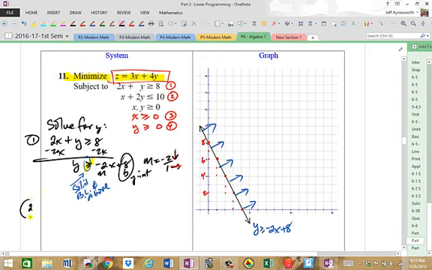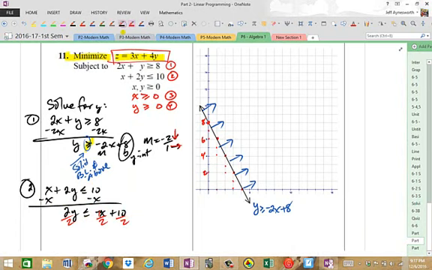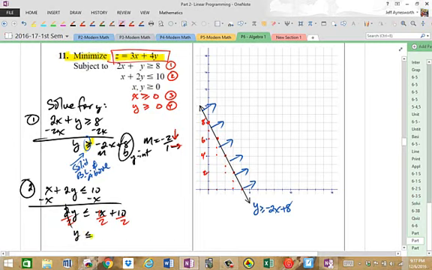Okay, so let's work on number two now. x plus 2y less than or equal to 10. So let's solve for y again. Let's subtract x, and we get 2y is less than or equal to negative x plus 10. Divide everything by 2, all three terms here, and then identify the slope. So we have y less than or equal to negative 1 half x, pulling out the slope, plus 5.